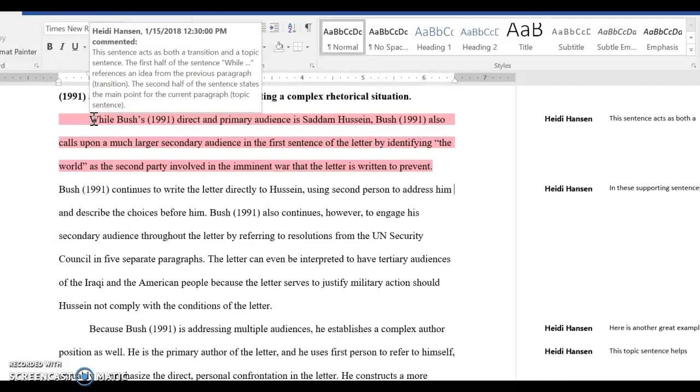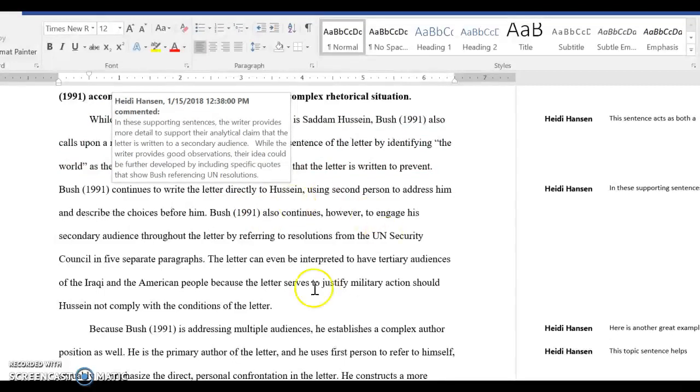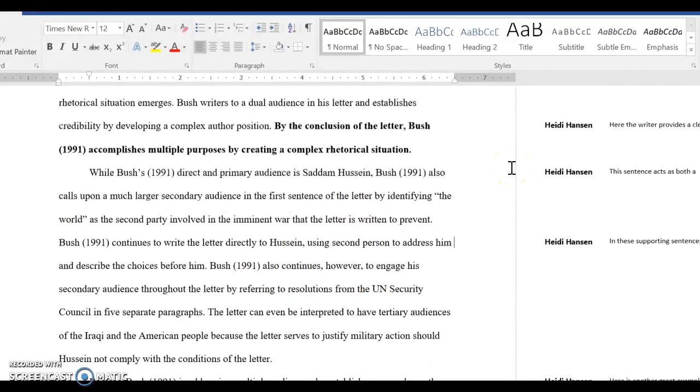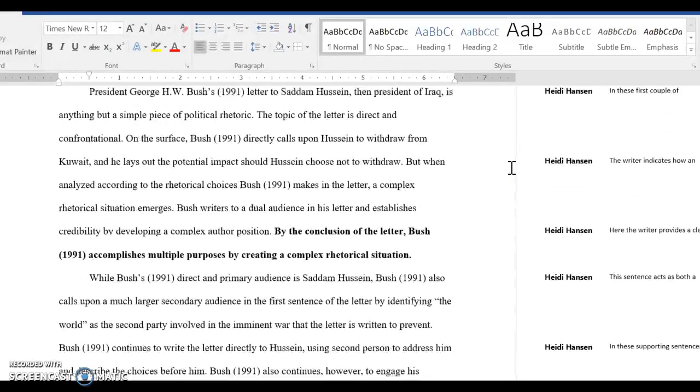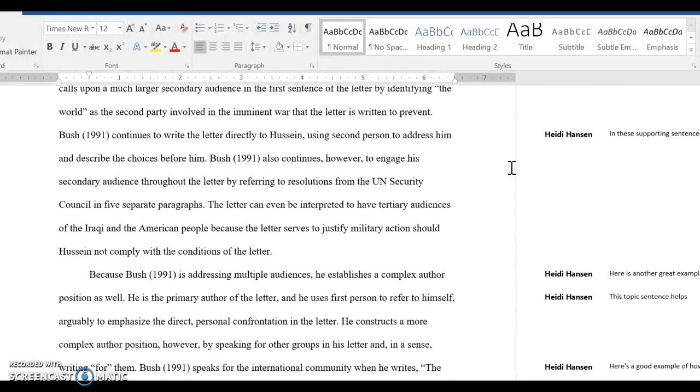But what am I getting out of this? So it says our main audience is Saddam Hussein, and then it says that there's a second audience of the world, and that Bush is writing to both of those audiences with the purpose of preventing war. If all this is very confusing to you, you might very quickly look up the Kuwait War on Google, or the Iraqi War on Google.